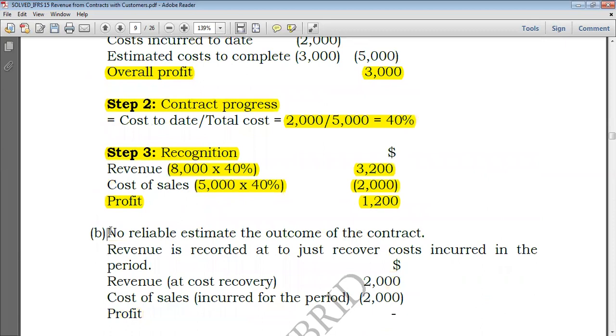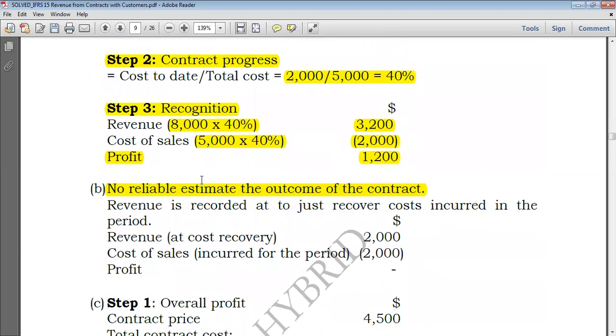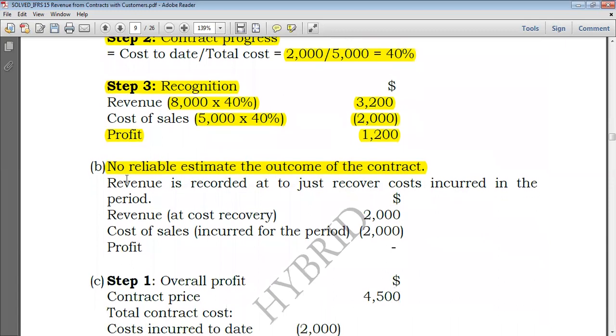So we say there is no reliable estimate of the outcome of the contract. If there is no reliable estimate, that means you cannot estimate that 40% that we initially did. So this is what we would have to do. We say that revenue is recorded at just the cost recovered, cost incurred in the period. So you have to recognize revenue at the cost you can recover. So from the question, we are told that cost incurred for the period were 2,000.